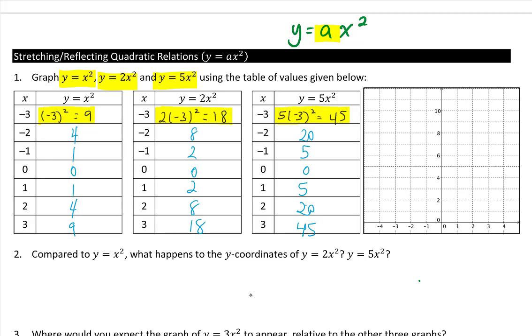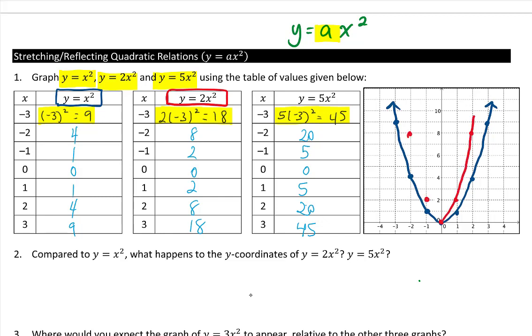Now that we have the table of values, we can graph each of the following quadratics. So starting with y equals x squared, I'm going to graph that in blue. Next, I'm going to graph y equals 2x squared in red. And finally, I'm going to graph y equals 5x squared in green.